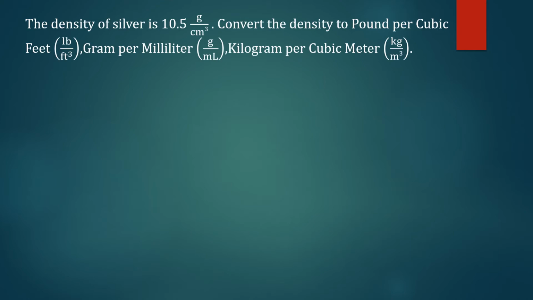Okay, so now we will be converting density. The density of silver is 10.5 gram per cubic centimeter. Now convert the density to pound per cubic feet, gram per milliliter, and kilogram per cubic meter. So as you can see, there are already two units that need to be converted, the gram and the cubic centimeter. So here is a way to convert them.